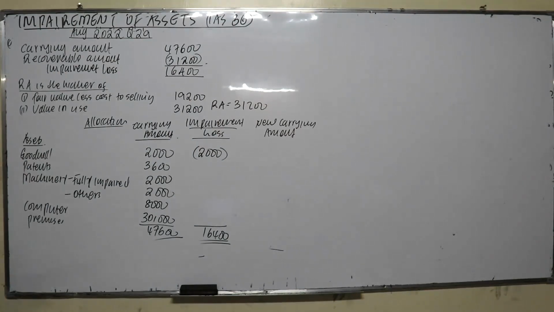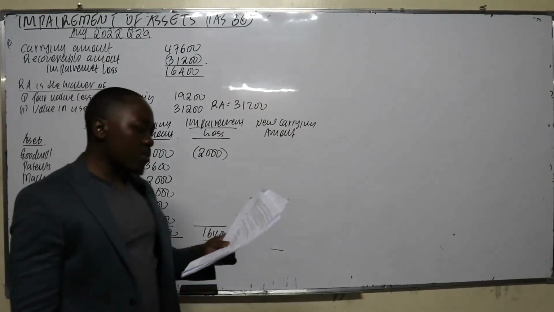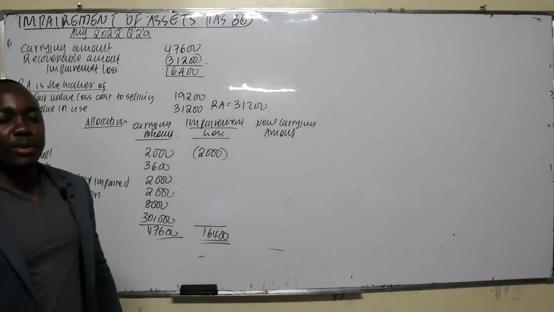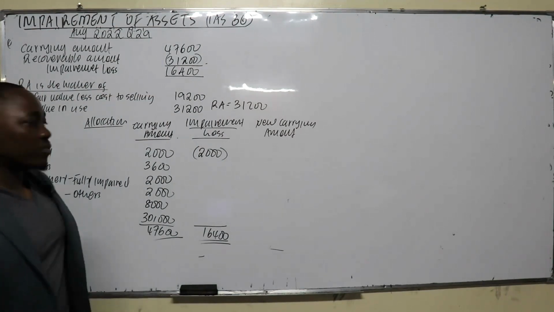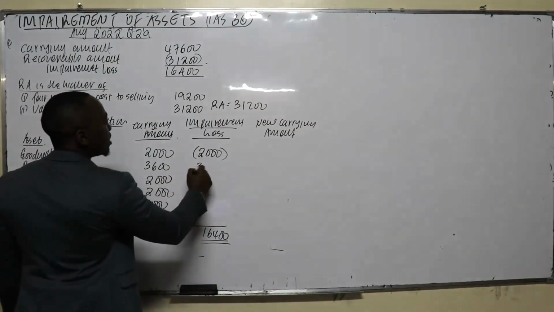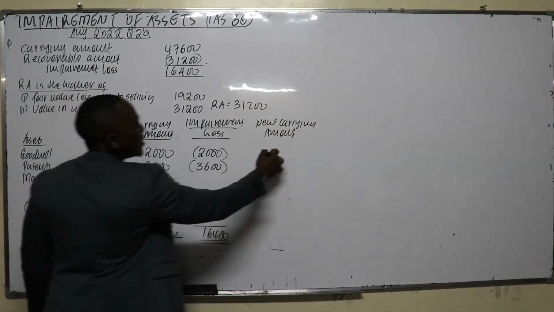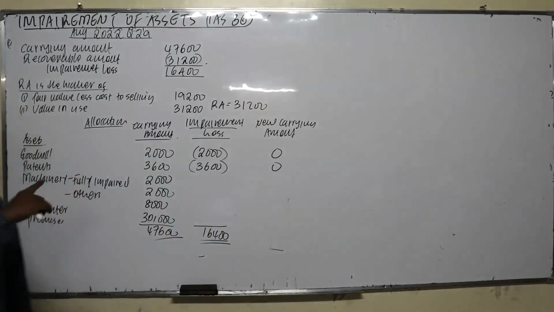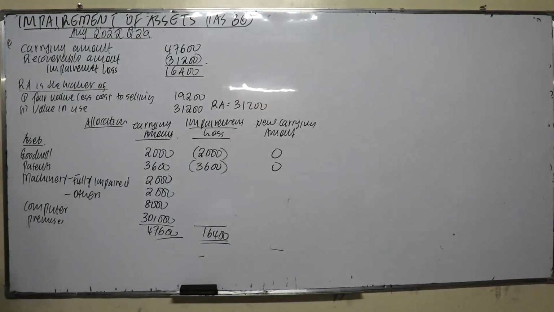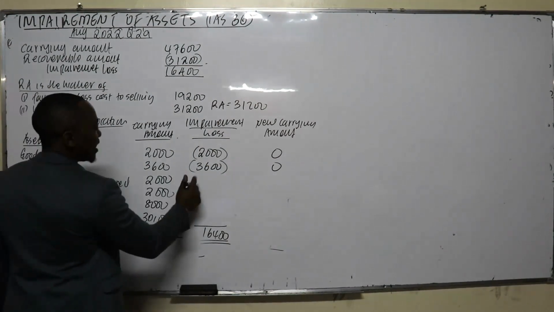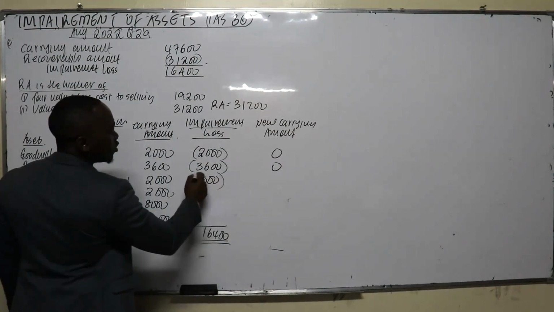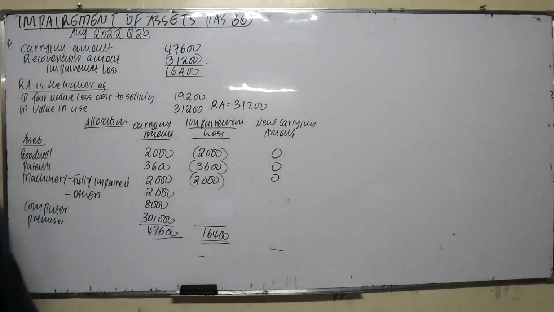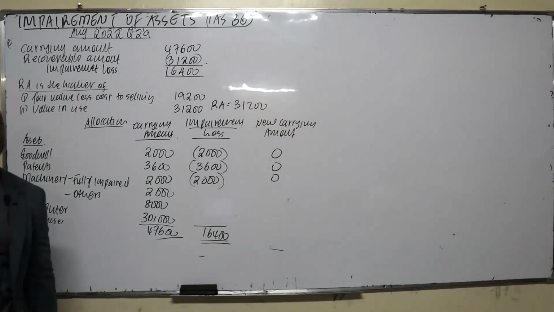And then you have been told, let's go to note number 3, the patent have been superseded and are now considered worthless. So that means you need to write off. So patent, you write it off, 36. So that this is 0, this is 0. Of the machinery, half were fully impaired. They were to be written off. You don't expect to recover the amount. So you write it off. So how much will be the value? 0.